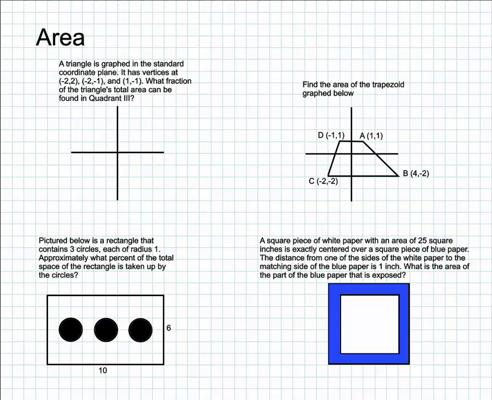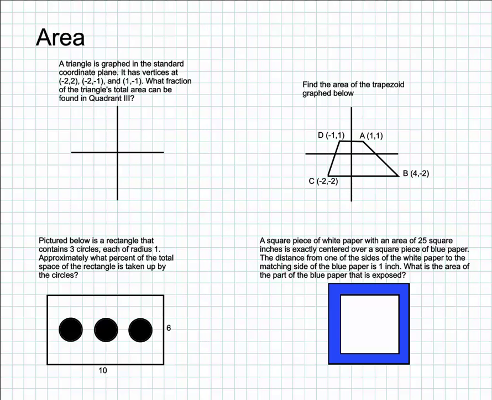A triangle is graphed in the standard coordinate plane. It has vertices at (-2, 2), (-2, -1), and (1, -1). What fraction of the triangle's total area can be found in quadrant 3?